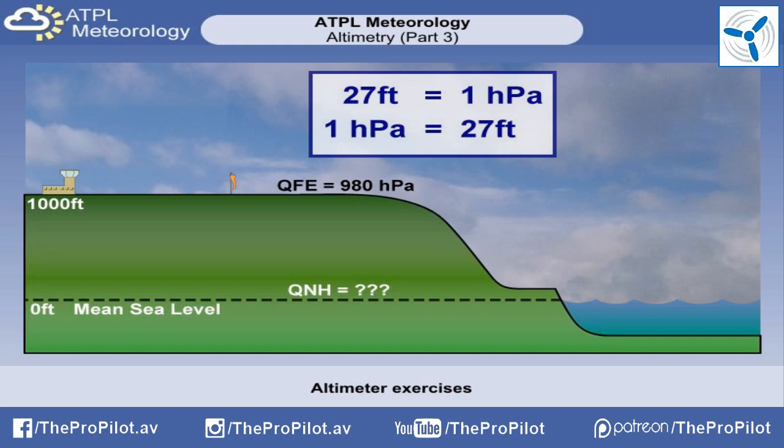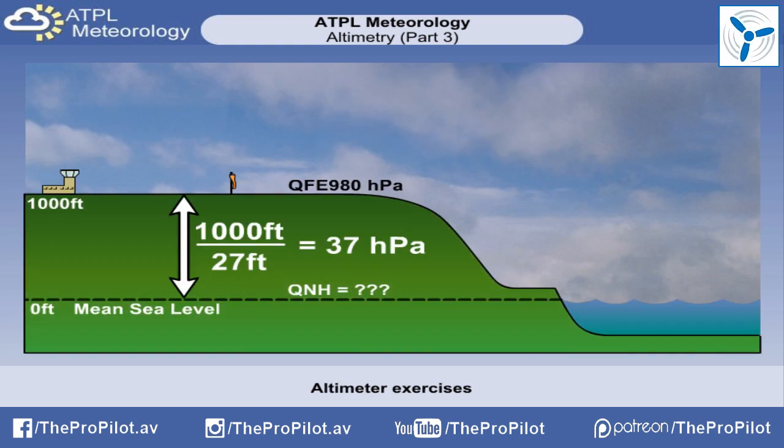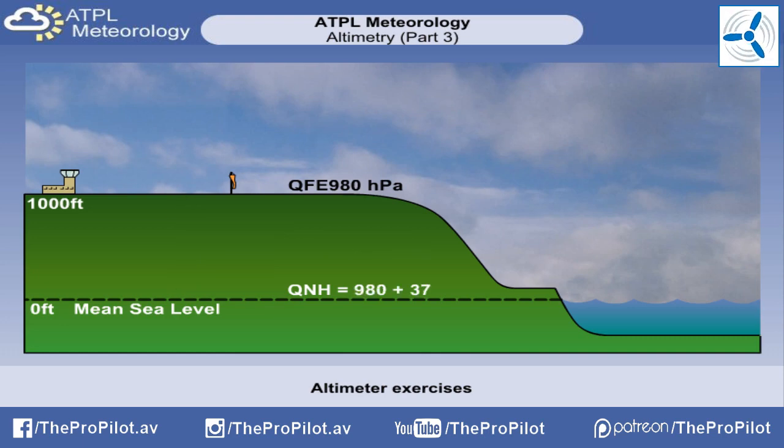If we know that pressure changes by approximately 27 feet per hectopascal, all we have to do is to find out by how much the pressure changes in 1,000 feet. This requires a simple calculation. 1,000 feet divided by 27 tells us that the pressure change in 1,000 feet is approximately 37 hectopascals. Now we simply add this to the pressure at the airfield to find the QNH. In this example, the QNH will be 980 plus 37, which equals 1017 hectopascals.